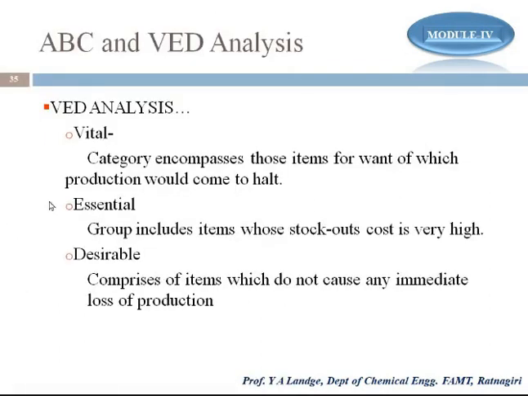So the first category is vital. It is the category that encompasses those items for want of which production would come to a halt. So this is the vital. It means it is very essential. As I gave the example of A and B, both raw materials are very essential to make a process continue. If the raw material is not available in your inventory, then the whole process comes to a halt.